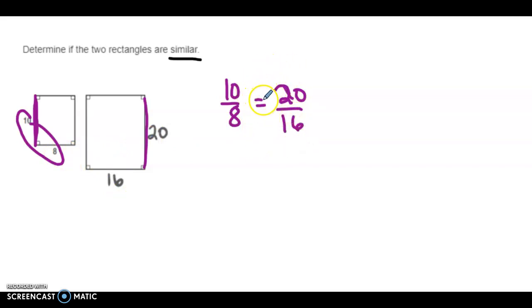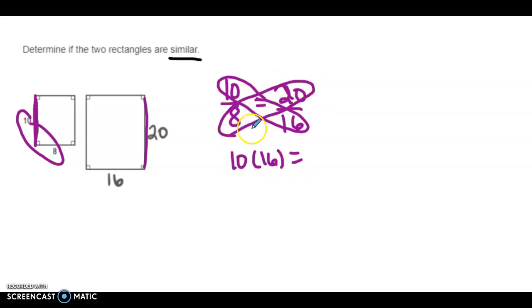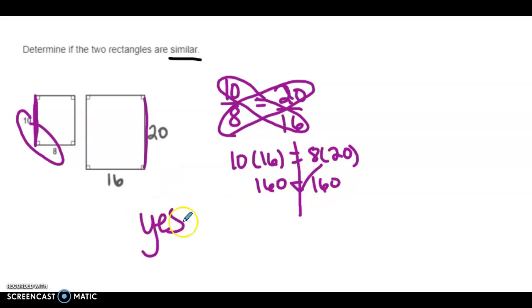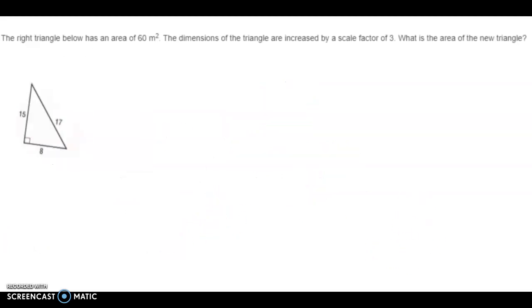All right, and then we cross multiply here. I'm going to do 10 times 16 equals 8 times 20. I'm still going to draw my line down my equal sign, but there's no X, so I don't need to box off an X. I'm just multiplying. 10 times 16 is 160. 8 times 20 is 160 as well. Since both sides are equal, I know that yes, these are similar because they are proportional. If they didn't end up equal, then no, they would not be similar.